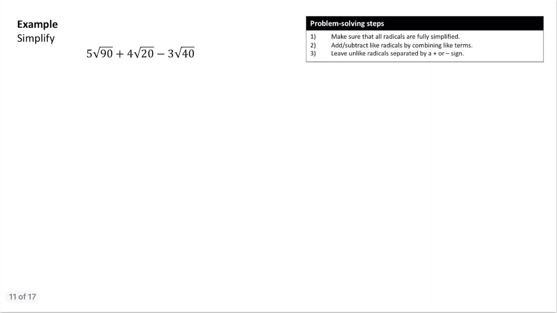So now let's try this example. Although we have 3 radicals here, the idea is still the same. I'm still going to try to simplify and then see if I have any like radicals. So I have 5 times the square root of 90, 4 times the square root of 20, and minus 3 times the square root of 40.